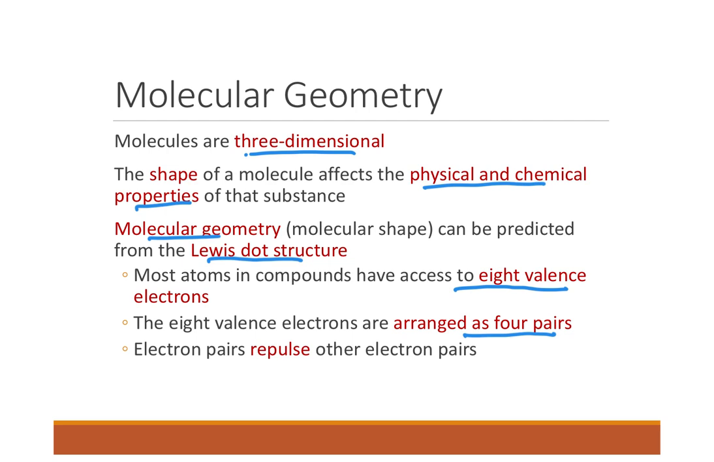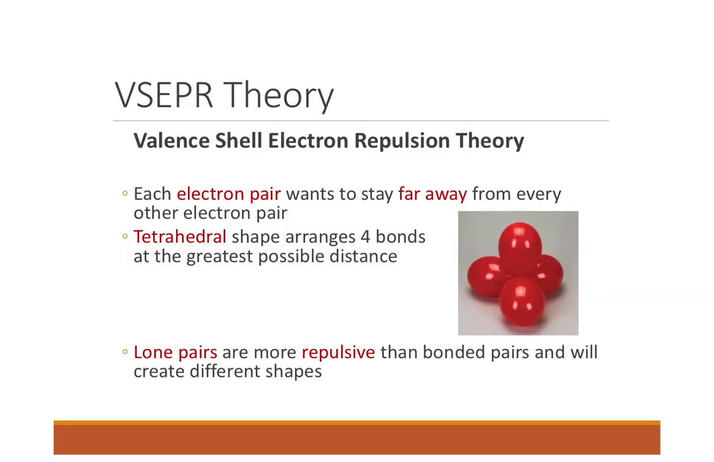And these electron pairs repulse each other. They have the same charge. They're all negatively charged, so they don't want to be close to each other. They want to be as far apart as possible. The way that the repulsion between different electrons affects molecular geometry is put together in something called the VSEPR theory, or the valence shell electron pair repulsion theory. And the basic premise is that each electron pair, whether it is a lone pair or a shared pair in a bond, wants to stay as far away from every other electron pair.